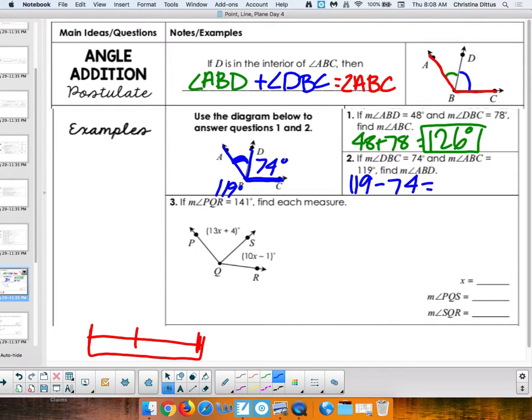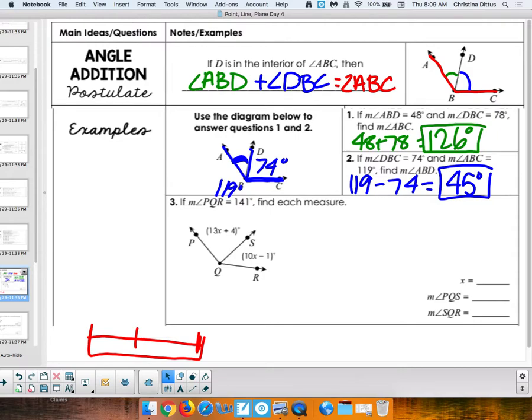Somebody take 119 minus 74. 45, thank you. 45 degrees. Okay. Questions?